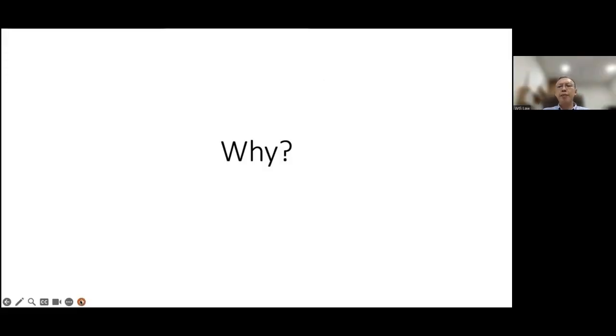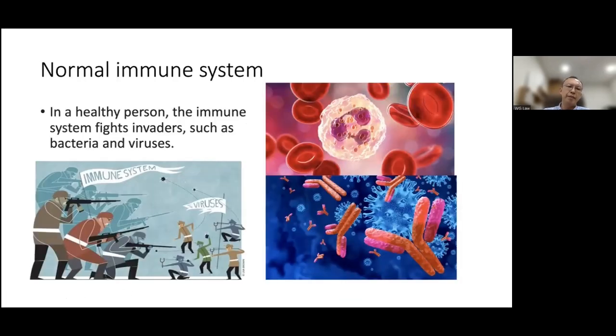Why would someone develop rheumatoid arthritis? In a healthy person, when you have a foreign invader, such as bacteria, viruses, or fungus, your immune system is just like your country's army. You're going to fight. So your body's immune system will mobilize whatever cells or substances it has to defend your body against all these invaders.